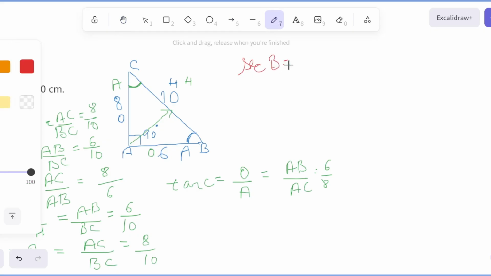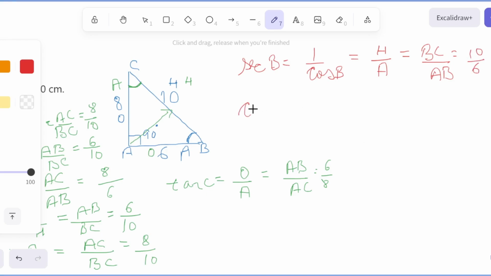The secant of B, as we know, is 1 upon cos B, the inverse of cos, and cos is adjacent upon hypotenuse, so this will be hypotenuse upon adjacent. Now for B, the hypotenuse is BC and the adjacent for angle B is AB. So this will come out to be 10 upon 6.